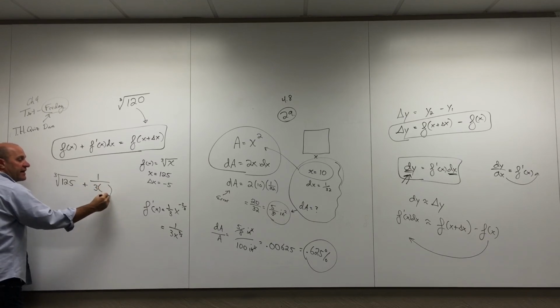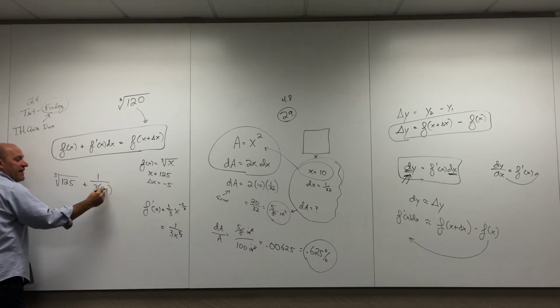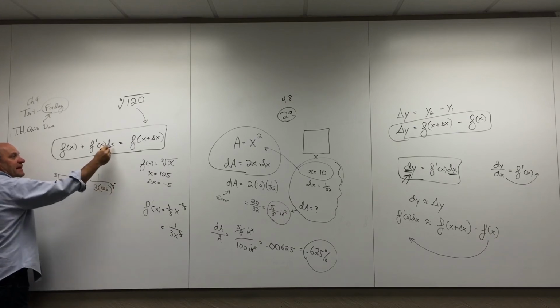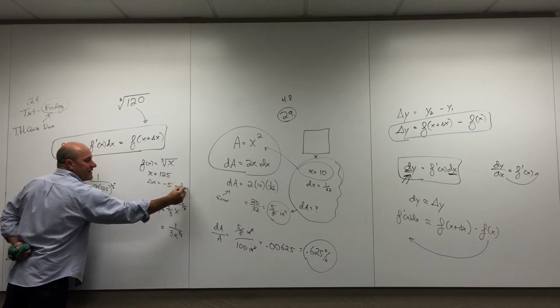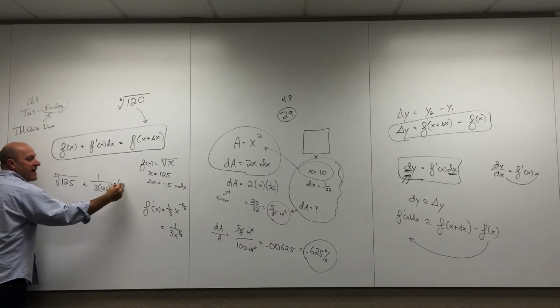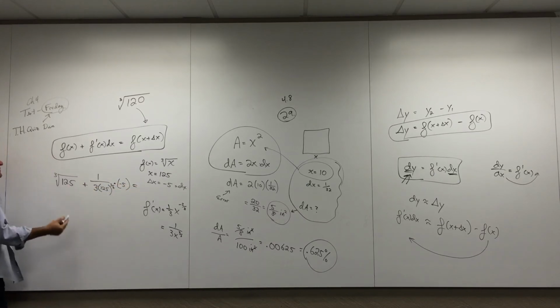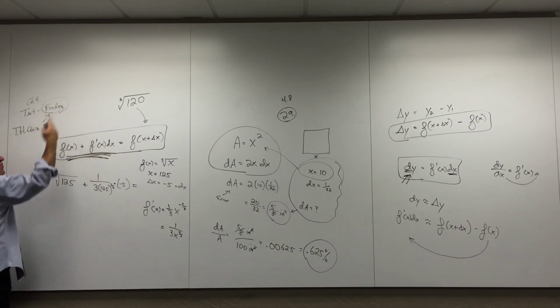What am I plugging in for x? What's x? 120. 125 to the 2/3. And I got to multiply by delta x, or dx. dx is delta x, sorry. dx is delta x. So I multiply by a negative 5. I'm using this to approximate the cube root of 120.